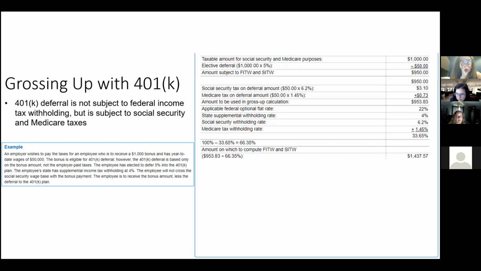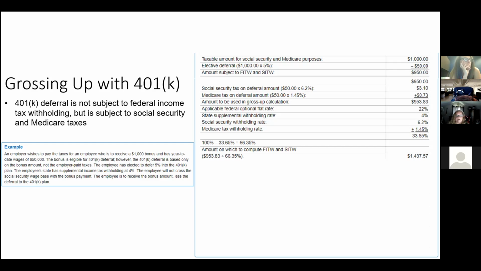For the taxes that the employee does have to pay, we're going to use 22% for federal. We're going to use 4% for state, because that's what they told us. And then again, we have the 6.2 and 1.45. So if we add all of those percentages together, the employee must pay 33.65% in taxes. So that's the amount that we're going to put on the bottom of our fraction when we do our equation. We're going to do 100% minus 33.65 and get 66.35.